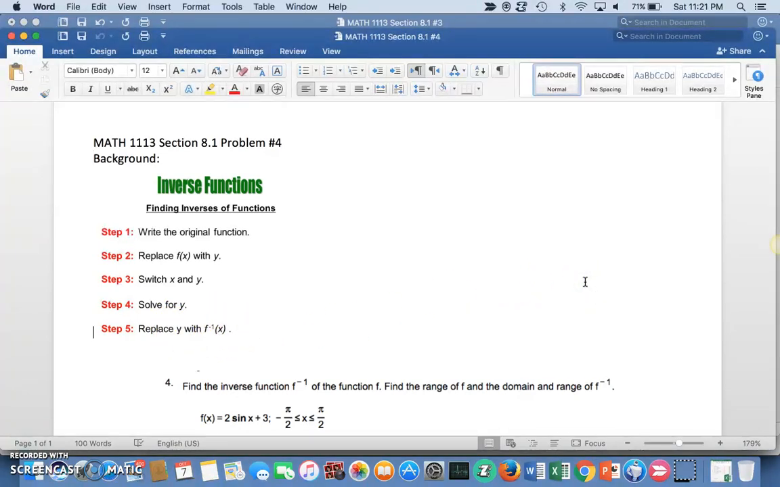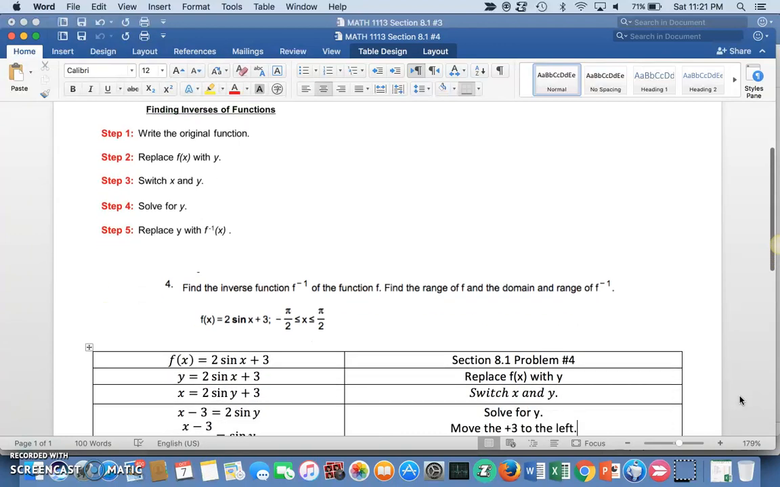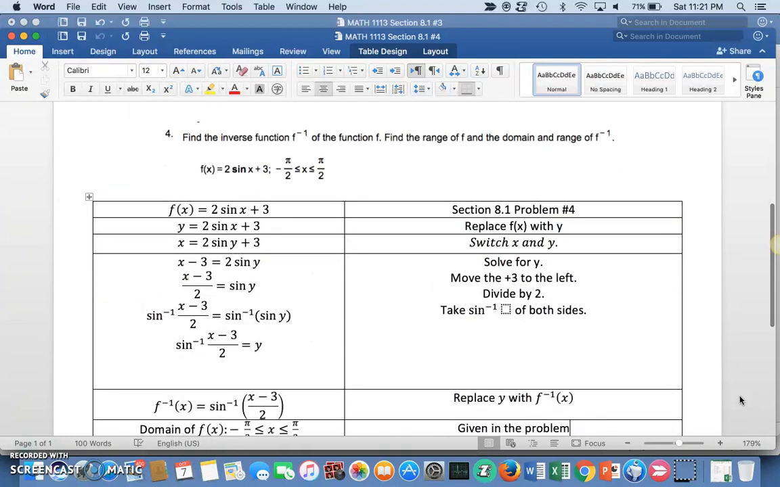So this is an actual trig function as opposed to an algebraic. And you're given the function as being f of x is equal to 2 sine x plus 3. This is the domain of this function. So this will end up being the range of the inverse. Okay, that's your function. First, f of x becomes y.